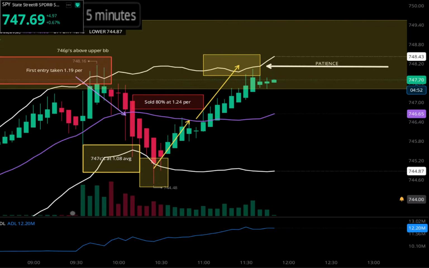I don't see the SPY hitting the 20 mile in terms of the daily time frame for probably another 1 to 2 weeks now, unfortunately.